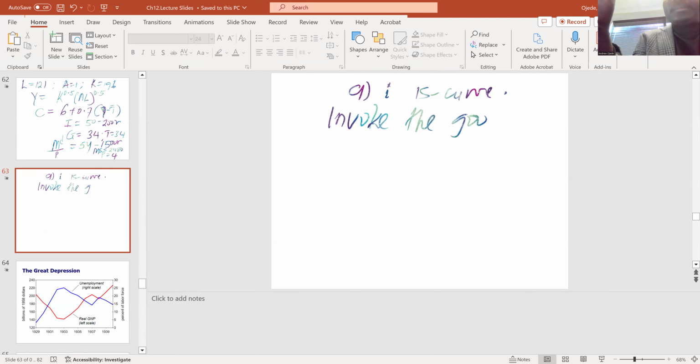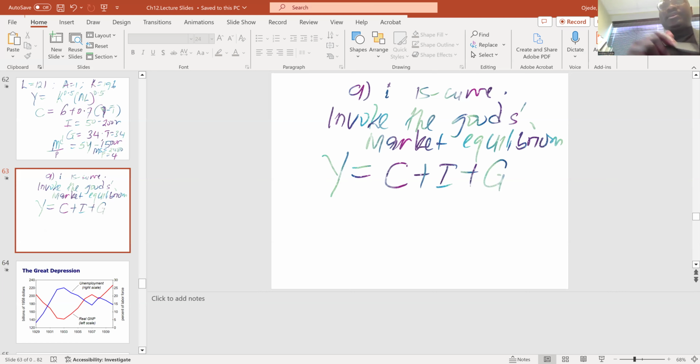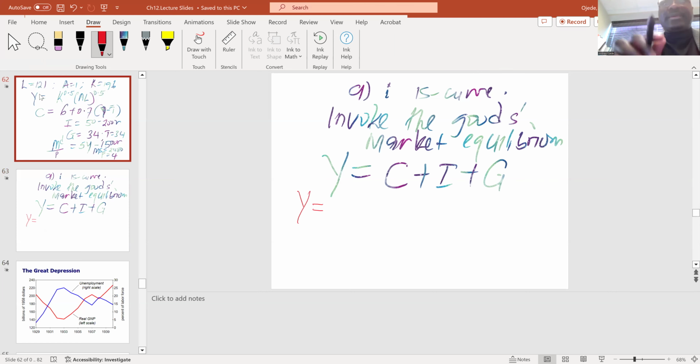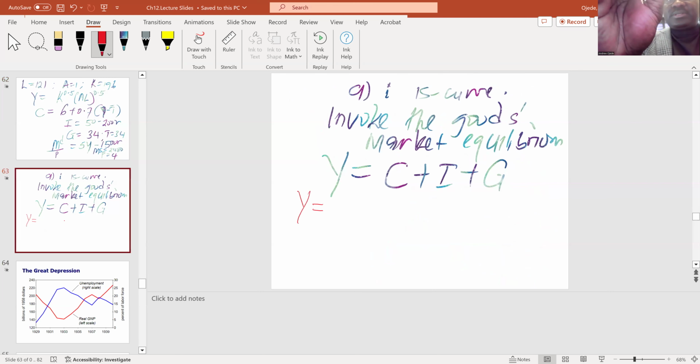Goods market equilibrium, which says that Y equals C plus I plus G. Then you're going to substitute the known values. Y is going to be equal to your consumption function, which has been given in the problem: 6 plus 0.7 times (Y minus T). So you substitute it there: 6 plus 0.7 inside (Y minus T), but let us keep T there.